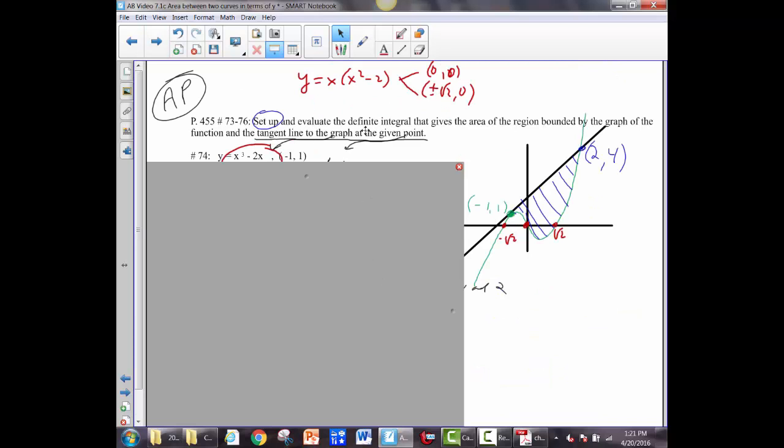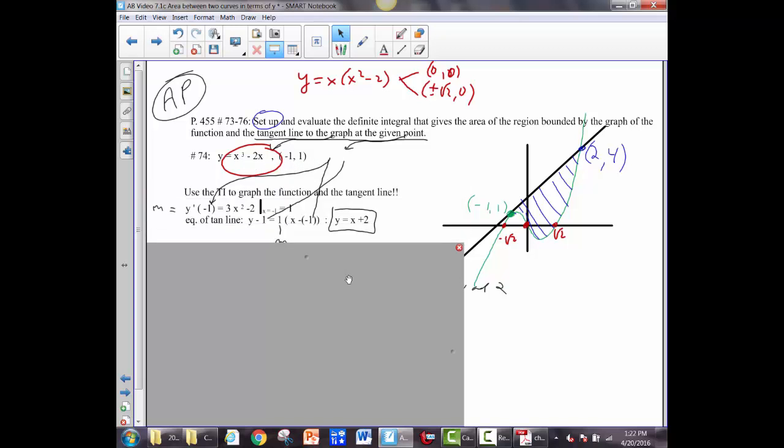73 through 76, set up and evaluate the definite integral for the area of the region bounded by the graph of the function and the tangent line to the graph at that point. So number 74, the function is y equals x cubed minus 2x, and you're going to have to find the equation of the tangent line to that function at that point of tangency. So you'll need the slope, which is the derivative at x equals negative 1. Derivative of this is 3x squared minus 2. Replace x by negative 1. Your slope is 1. The equation of the tangent line is y minus 1 equals the slope 1 times x minus negative 1, which becomes y equals x plus 2, which is this line right here.